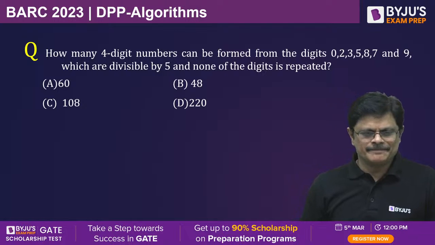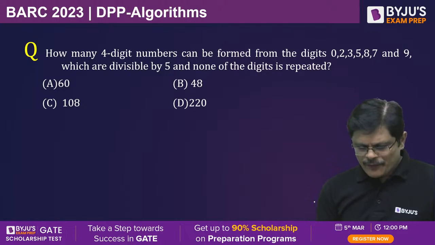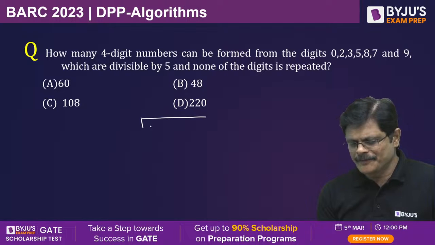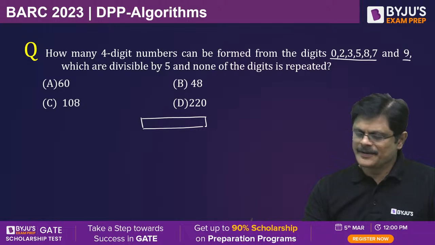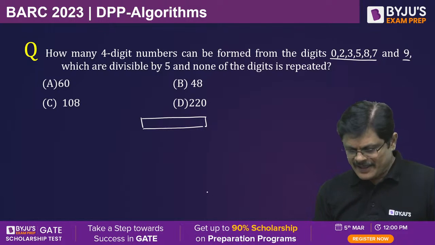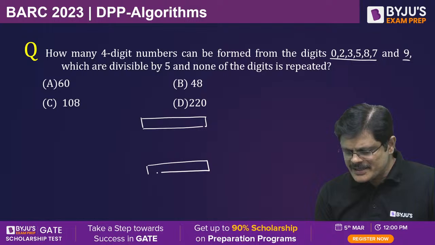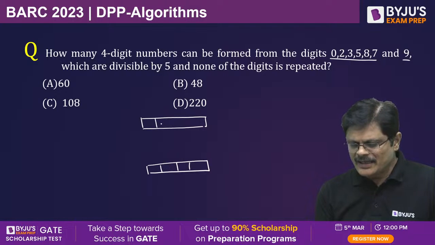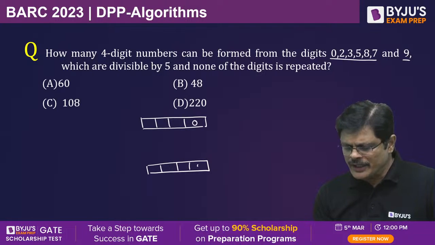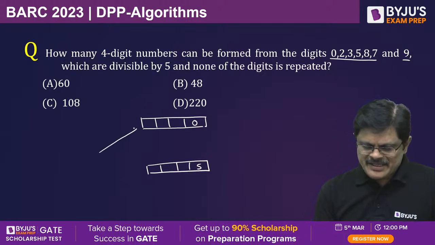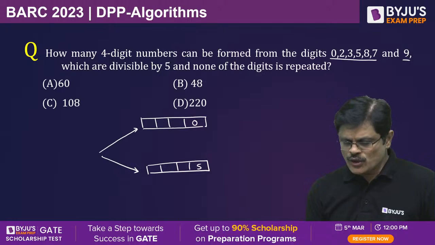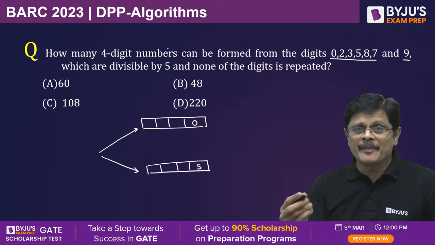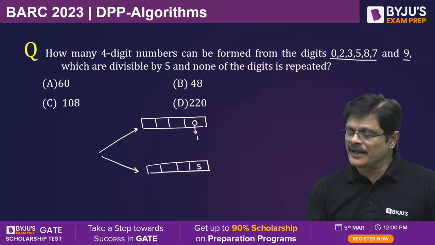So the next question. Very good, Sayal. So we are having a 4-digit number and it should be formed with these digits and it is divisible by 5. Divisible by 5 means the condition is the last digit must be either 0 or 5. If it is 0 and it should not be repeated with any digit, so it can be filled in one way.